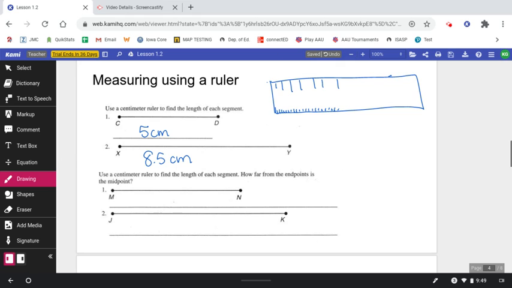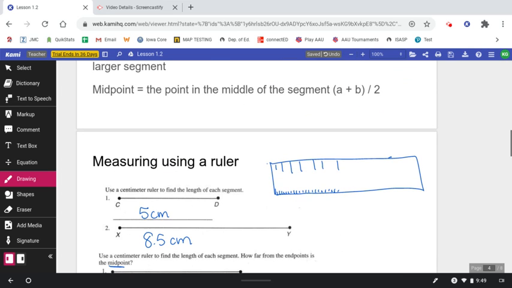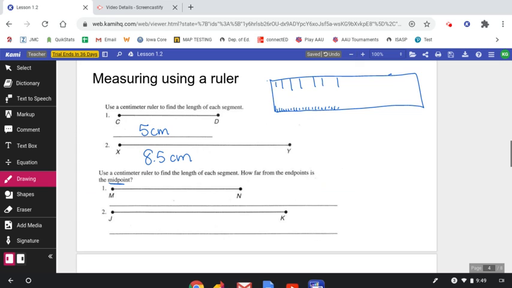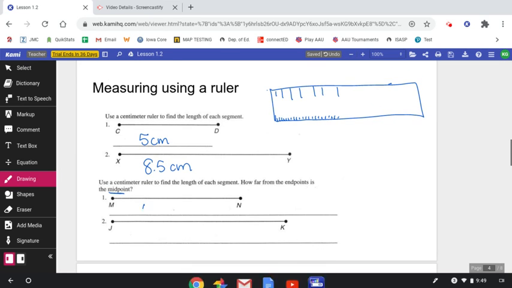All right, for the midpoint, according to our definitions, if I want the midpoint, it's the point in the middle. So the first thing I'm going to do is measure MN, which I get to be 6.5 centimeters. And then I want the midpoint, which is the halfway point, so I'm going to cut it in half. And that would give me 3.75 centimeters.